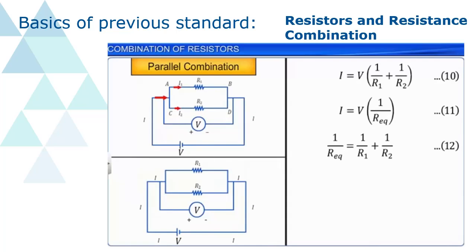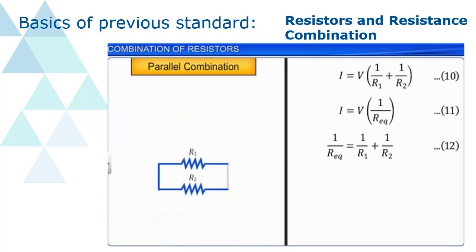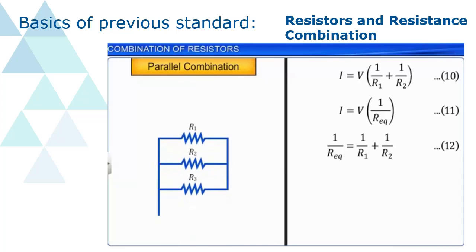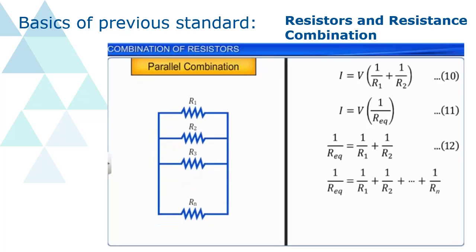We can calculate the equivalent resistance Req of the parallel combination of two resistors. Similarly, when there are n resistors connected in the parallel combination, we can write 1 by Req is equal to 1 by R1 plus 1 by R2 plus and so on up to 1 by Rn.